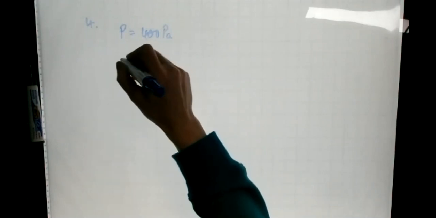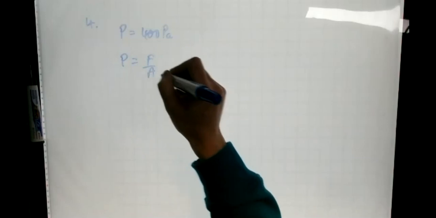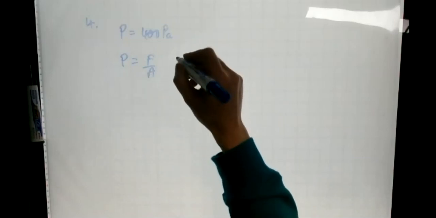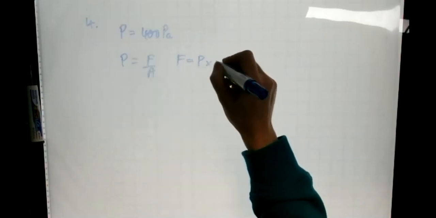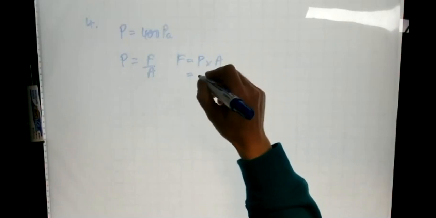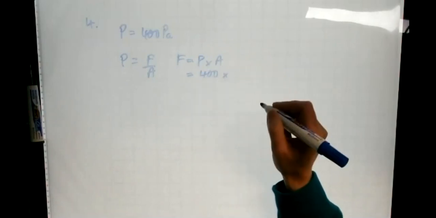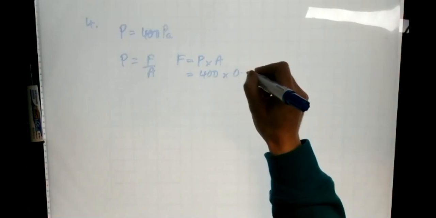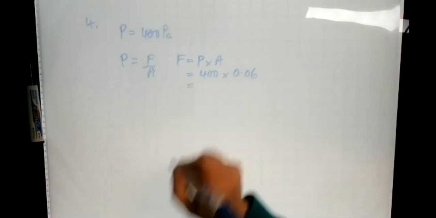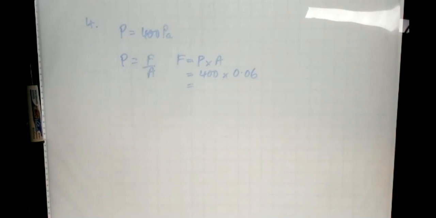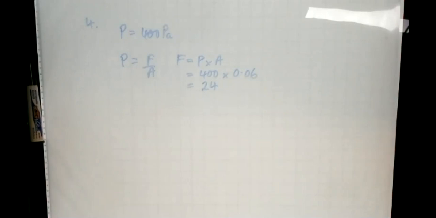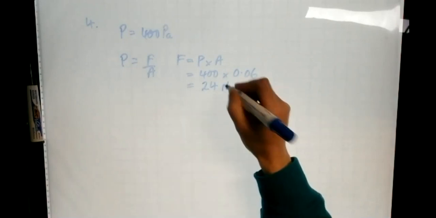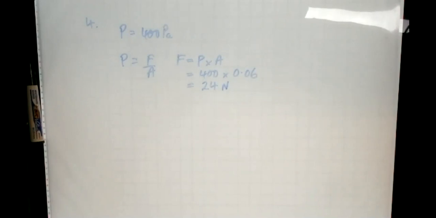Yes, so it is the pressure times area that gives the force. So in the question, the pressure is 400 Pascal, and the area is 0.06 meters squared. So the force is in Newtons. Okay, so the unit for force is Newton.